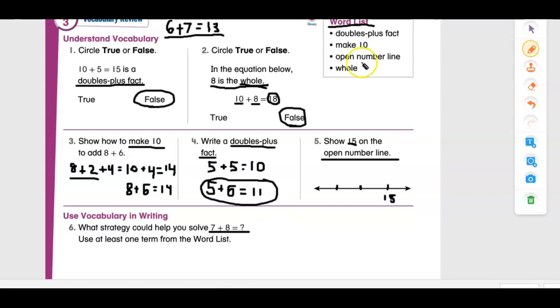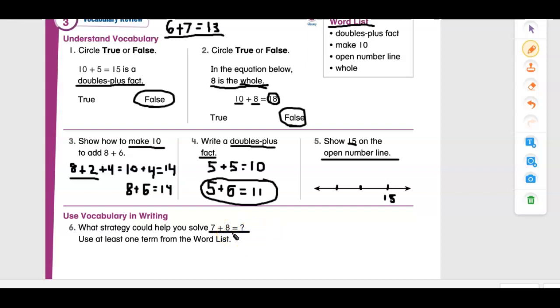For example, if you are going to use a doubles plus fact to help you solve 7 plus 8, you are going to write doubles plus fact in the blank and then show me the doubles plus fact and doubles fact you'll use to solve the problem. If you're going to make 10, I want you to write make 10 and then show me how you make 10 by either making an equation or writing a tens frame. If you choose to use an open number line, write open number line and then show me on an open number line how you used it to solve 7 plus 8.